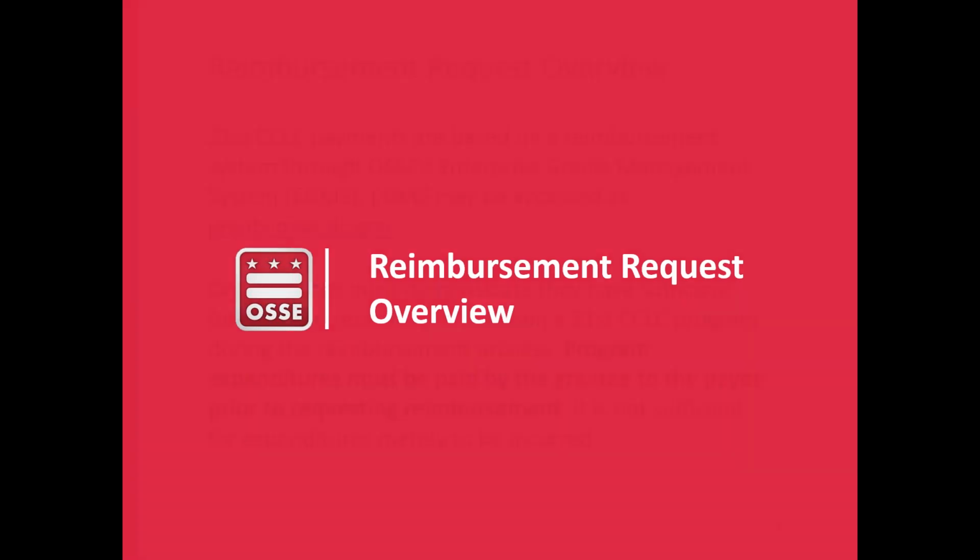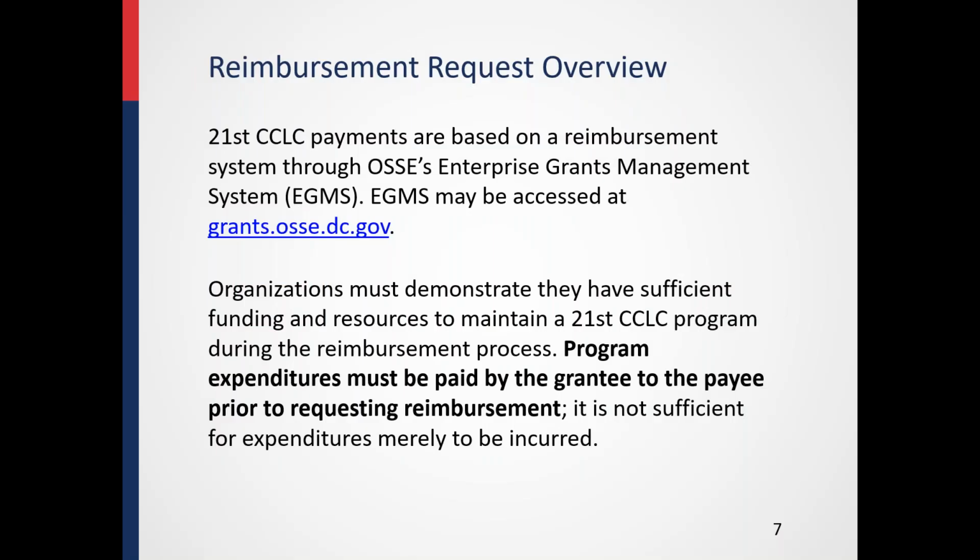All right, overview of the reimbursement request process. 21st Century payments are based on the reimbursement request system through OSSI's Enterprise Grant Management System, EGMS. EGMS can be accessed at grants.ossi.dc.gov. This is the same system that you inputted your application into, and is also the same system that you make your reimbursement requests through. Organizations must demonstrate that they have sufficient funding and resources to maintain a 21st Century Community Learning Centers program during the reimbursement process.